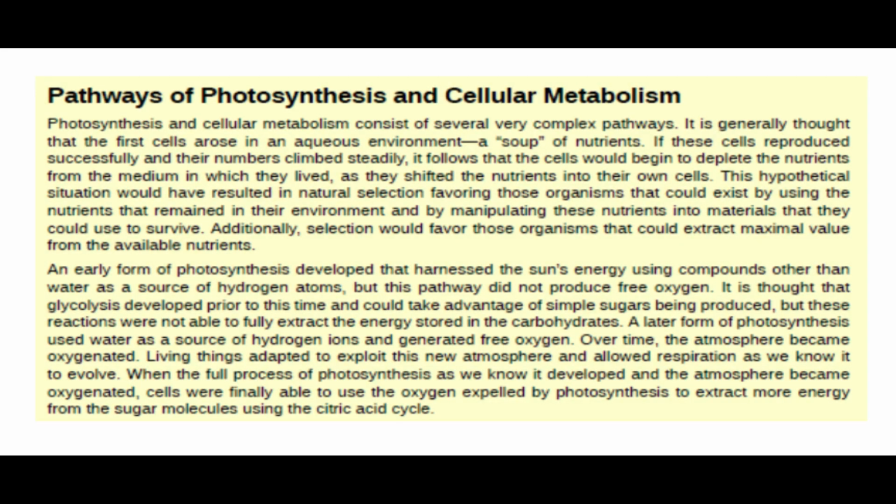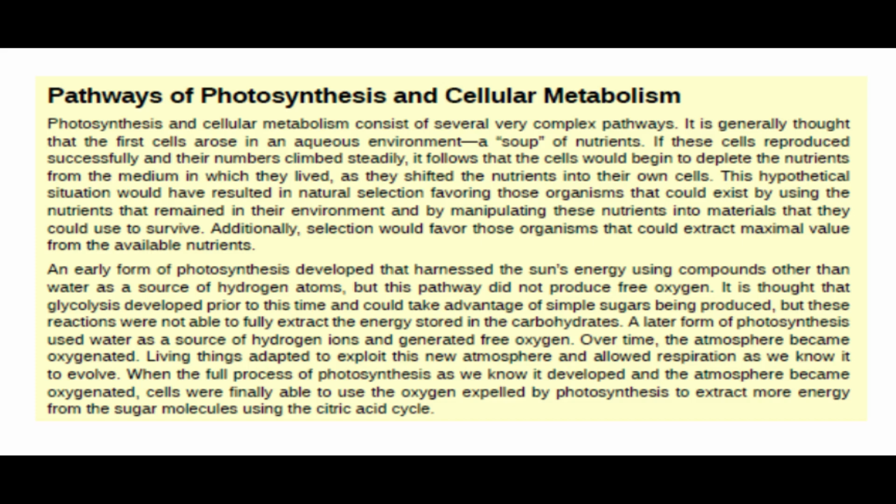Did you know? Pathways of photosynthesis and cellular metabolism. Photosynthesis and cellular metabolism consist of several very complex pathways. It is generally thought that the first cells arose in an aqueous environment, a soup of nutrients. If these cells reproduced successfully and their numbers climbed steadily, it follows that the cells would begin to deplete the nutrients from the medium in which they lived as they shifted the nutrients into their own cells.